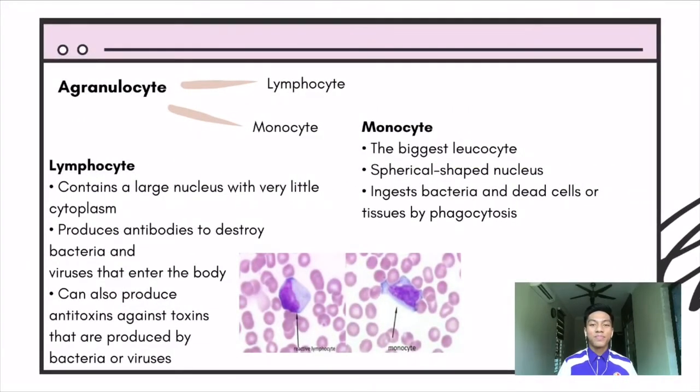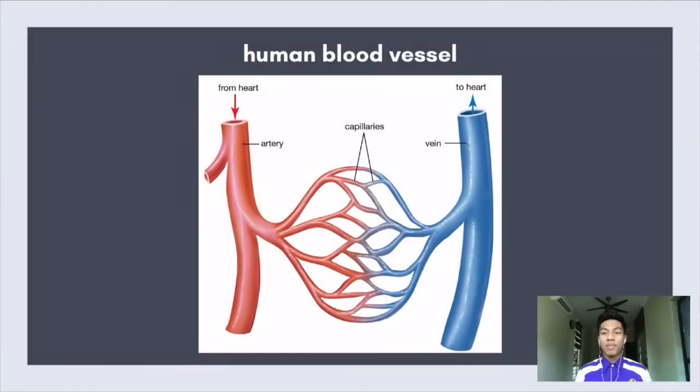Lastly, about leukocyte, agranulocyte. Agranulocyte divided into two, lymphocyte and monocyte. Firstly, we go to lymphocyte. The function of lymphocyte to produce antibodies to destroy bacteria and virus that enter the body. Can also produce antitoxins against toxins that are produced by bacteria or virus. And lastly, monocyte. Monocyte is the bigger lymphocyte and ingests bacterial cell, and that cell or tissue form wound by phagocytosis.